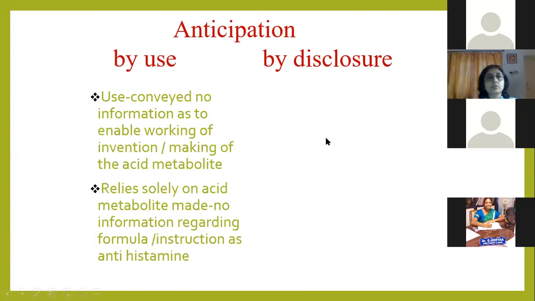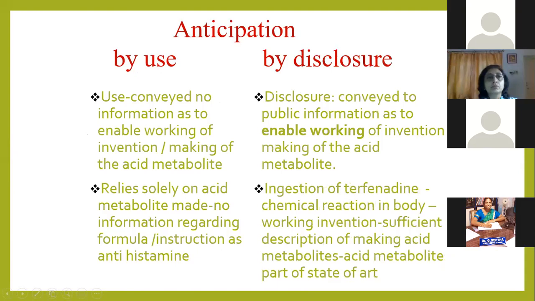Now, if you see what happened here, the prior use conveyed no information to enable working of the invention or making of the acid material, whereas the disclosure, that is the first patent, conveyed to the public information to enable working of the invention, that is the making of the acid. Now, there are two aspects of anticipation. One is disclosure and the other is enablement.